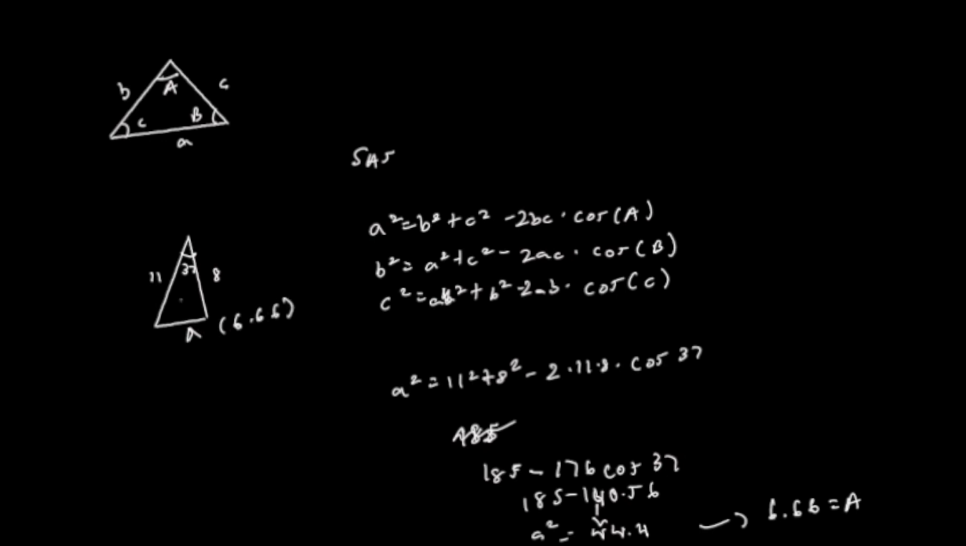From here, when it comes to solving for the angles, we can use the law of sines, because if you remember, in the law of sines, you have to have at least one whole ratio intact. So we can label this as B and this as C. So we do sine of 37 over 6.66 equals sine of B over 11 equals sine of C over 8.